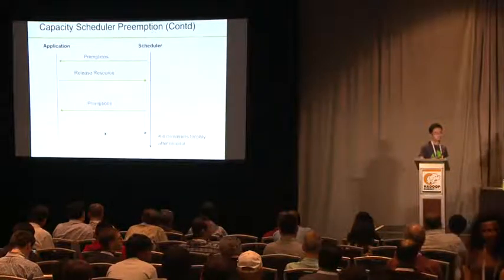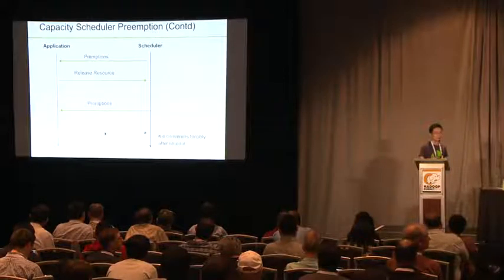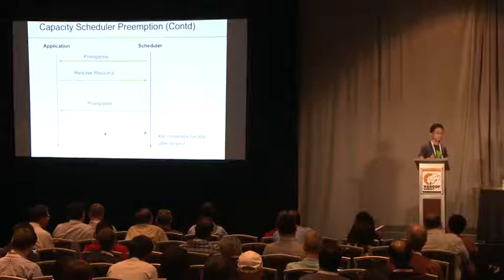So basically, preemption gives us a balanced policy among different queues. If one queue goes over its capacity limit, it will just be balanced again.